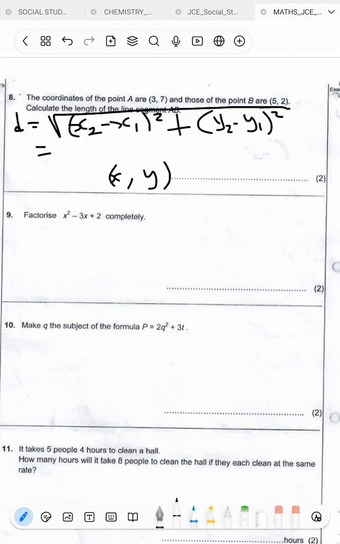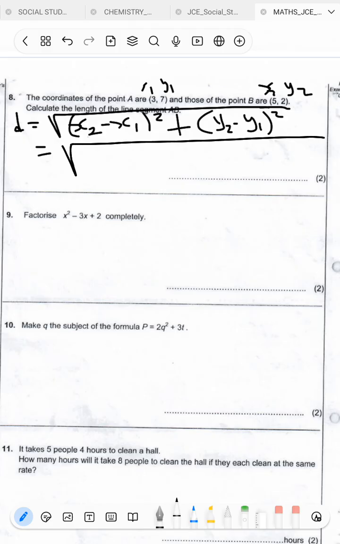Referring to what we have in the question, we treat the coordinates for point A as x1, y1, and this is going to be x2, y2. With that in mind, let's substitute into our formula. Remember, you write down the formula, you substitute into the formula, and then you work out the answer. You don't skip steps, so it's very important.